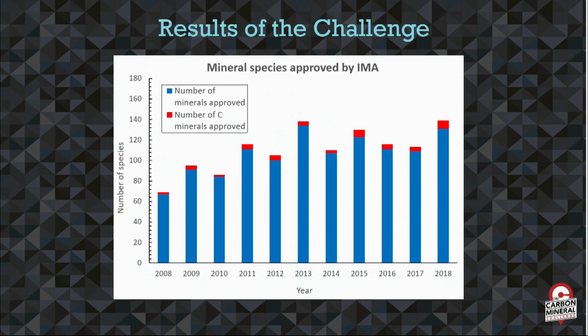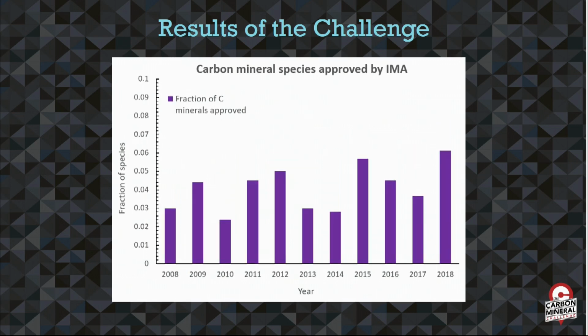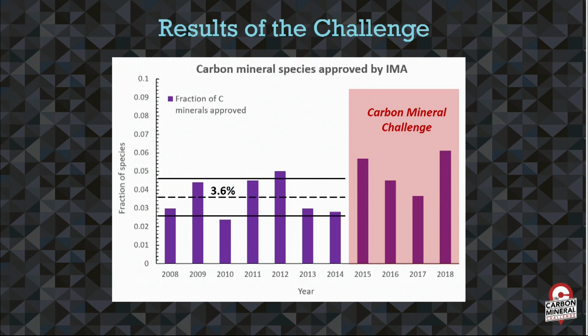I also want to address, just briefly here, you might be asking, well, did this make a difference? Did we accelerate the discovery of carbon-bearing minerals? Well, here's the discovery of minerals as a function of time. And if you convert this into the fraction of new discoveries that actually contain carbon, here they are as a function of year. And here's the years that we were doing the challenge, and here's the years before. The average before was about 3.6% new species contain carbon. And afterward, it was about 5%.